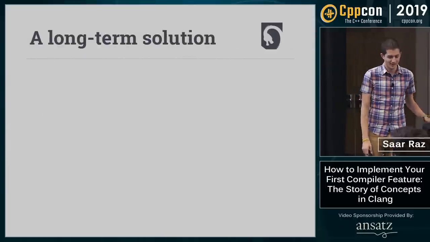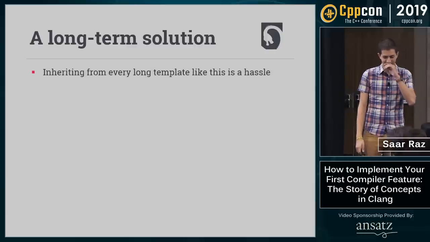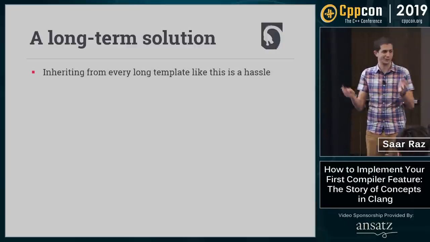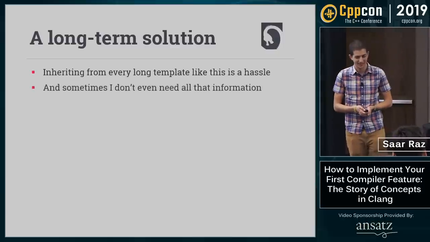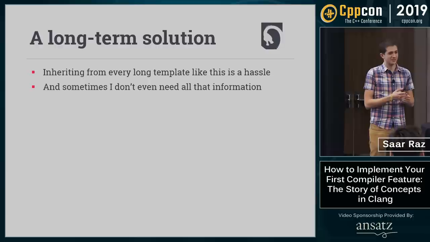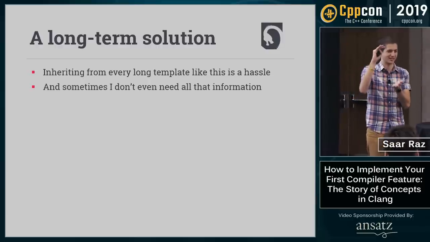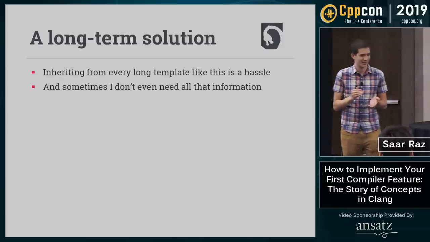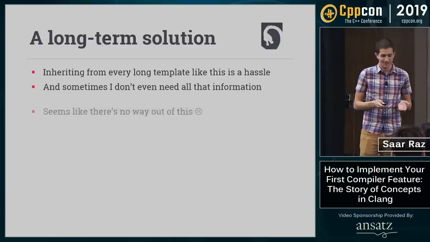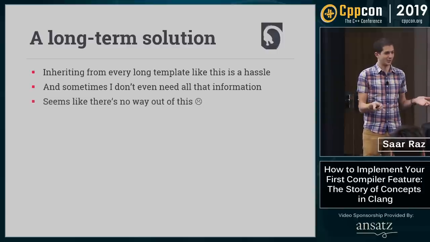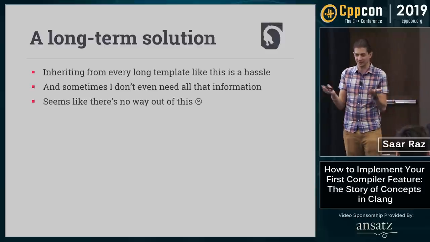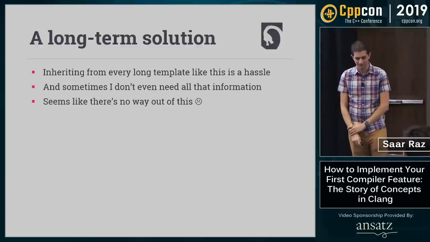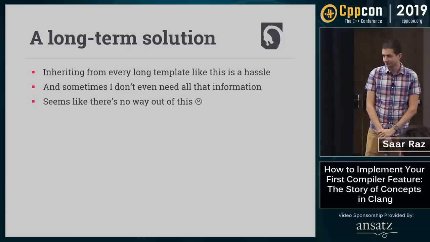So then I was like, inheriting from every template like this is a pain, and it's not a long-term solution. And I sometimes don't even need all the information. I just want the compiler to print these 10 lines of backtrace of calls. And it seems like there is no way to actually get the compiler to not print all of this annoying data.